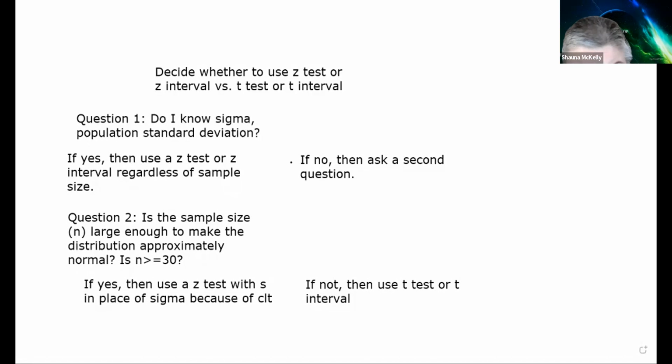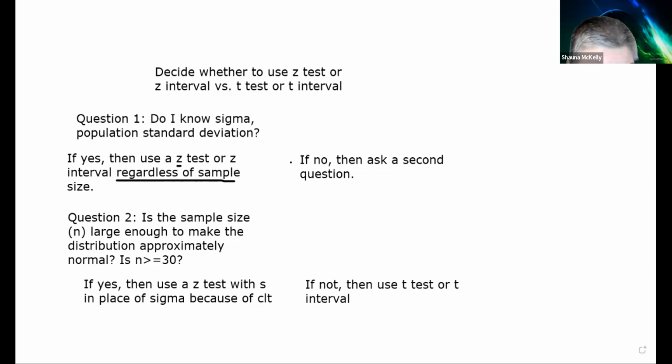So you ask yourself 2 questions. Do I know the population standard deviation? If yes, now this might be a difference in your book. That's why I need you to look this up. Because the rule in Blumen says, if you know the sigma, then you use a z-test, regardless of the sample size. But they may be doing something else.